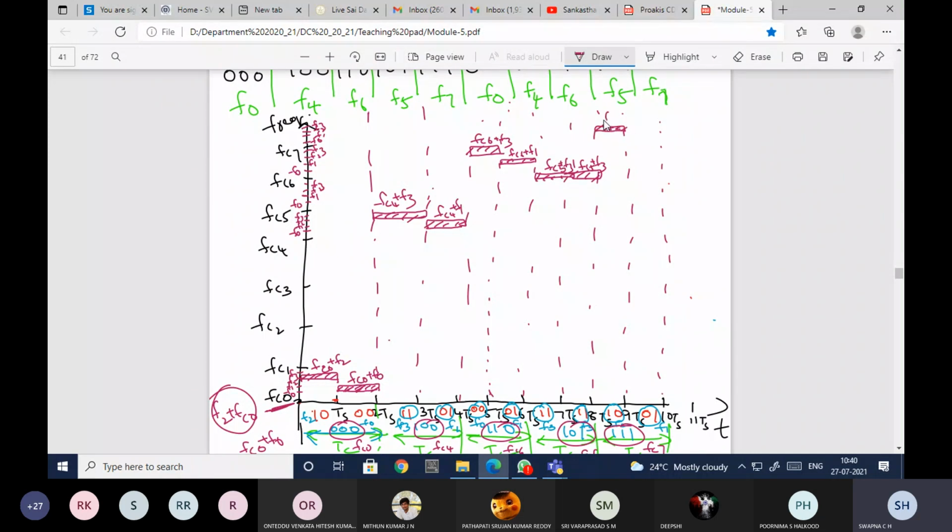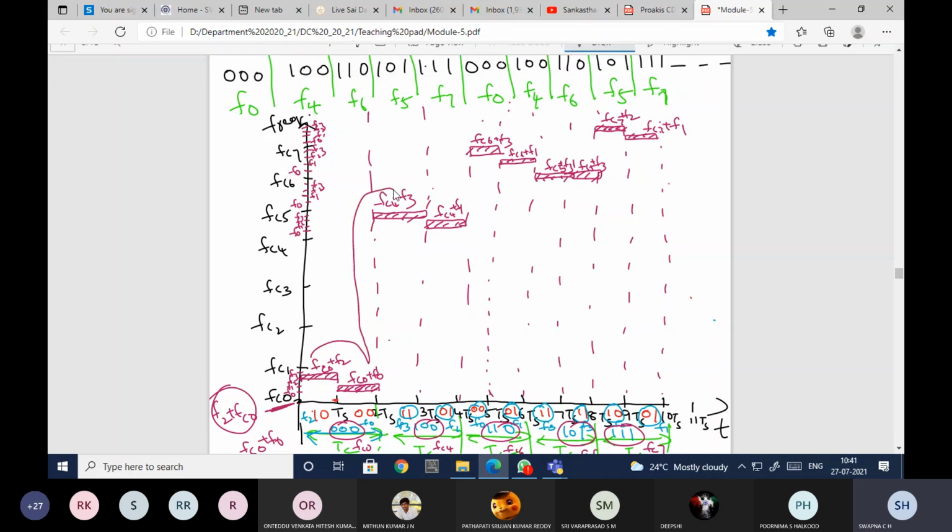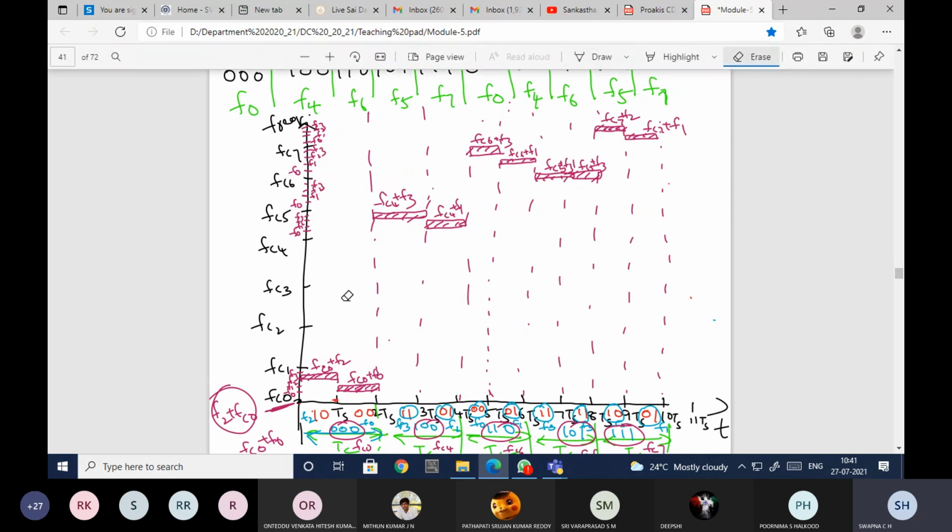So this is the frequency band. FC7 plus F2. Again, FC7 plus F1. F1 is here. So this is the frequency versus time graph for the hopping. If you observe, from here to here it is hopping, from here to here it is hopping. The frequencies are changing in this way, so that is the reason it is said to be frequency hop spread spectrum.